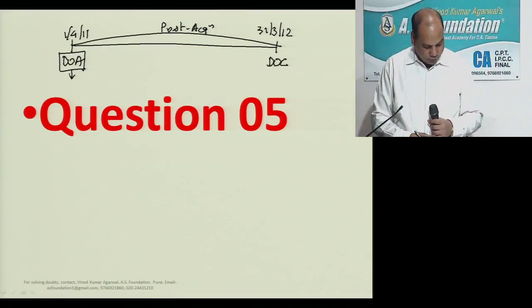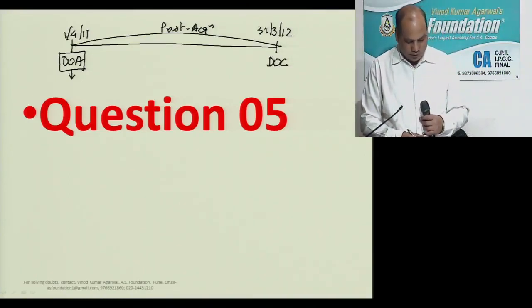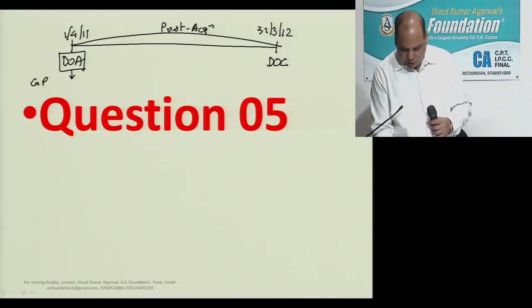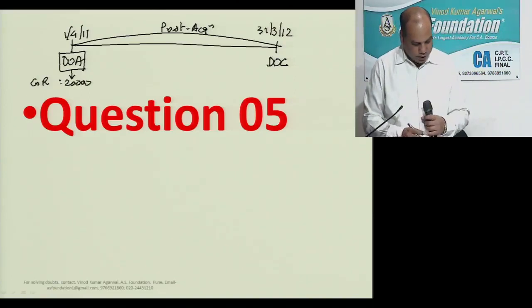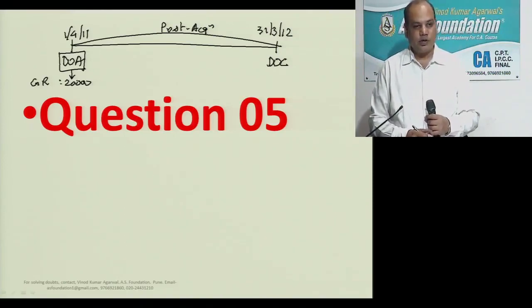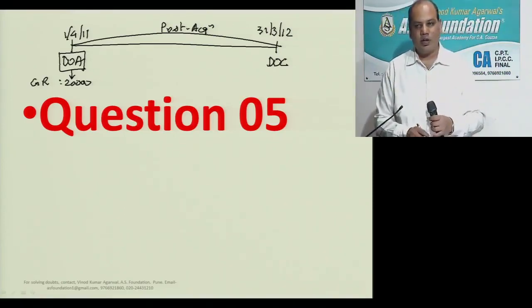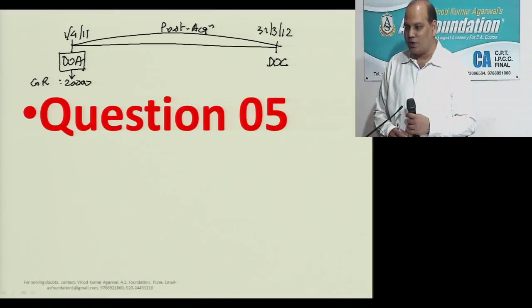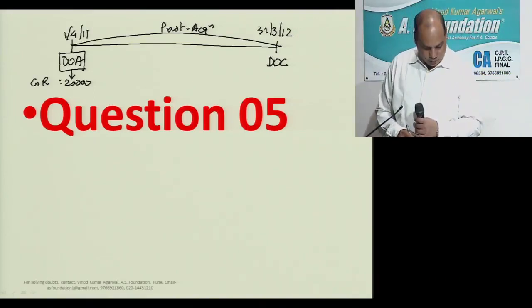Continue the story. Share capital of ₹10 each, general reserve on 1st April 11. So this general reserve of 20,000 in the subsidiary company is a pre-acquisition general reserve, because it is already appearing in the balance sheet on 1st April 11. Understood? Any query? No. Next line.